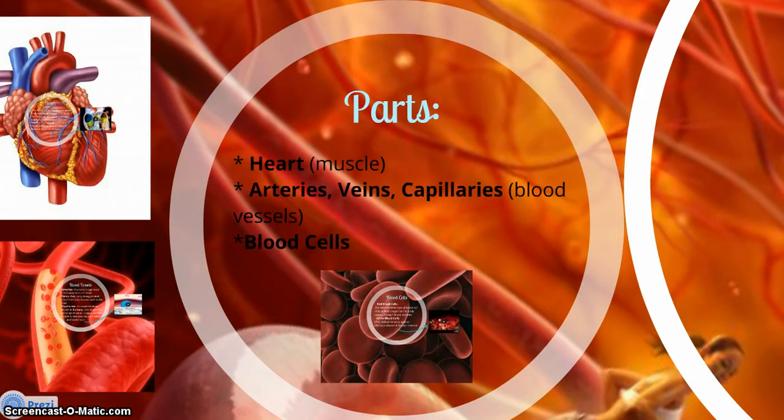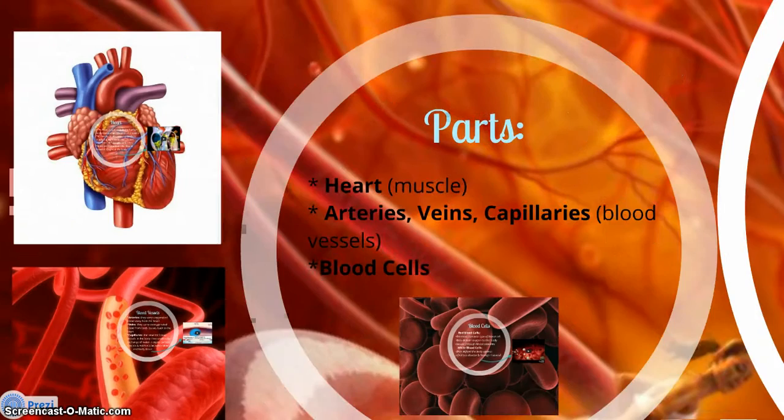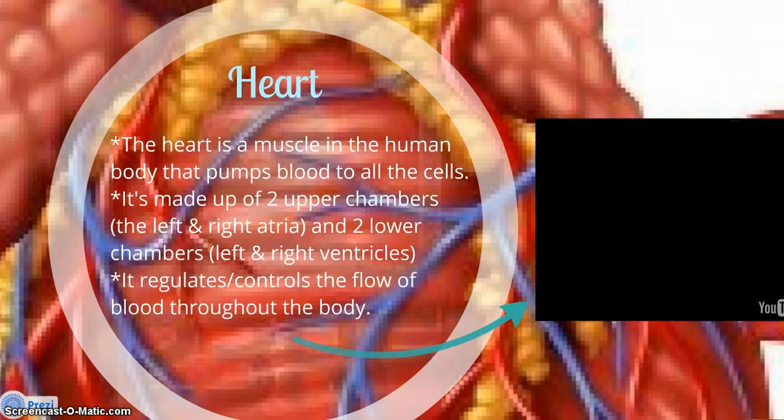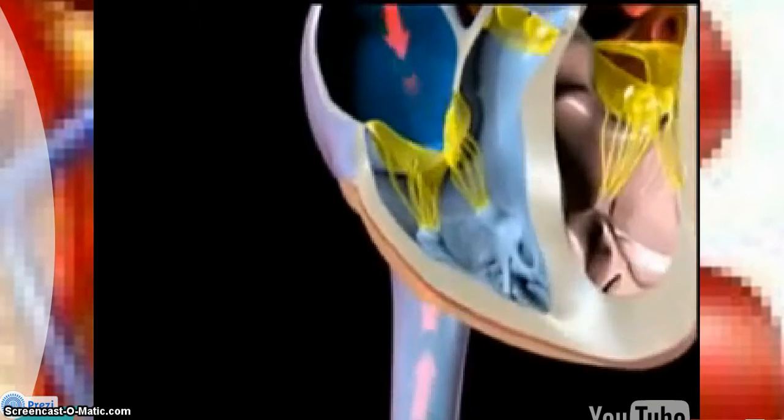Parts: heart, muscle, arteries, veins, capillaries, blood vessels, blood cells. Heart. The heart is a muscle in the human body that pumps blood to all the cells. The inferior vena cava.